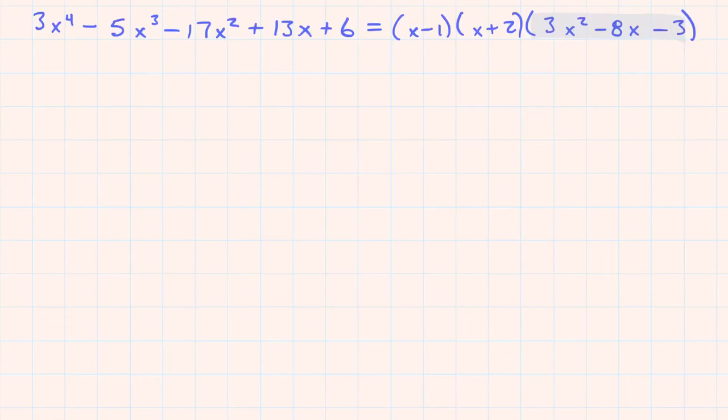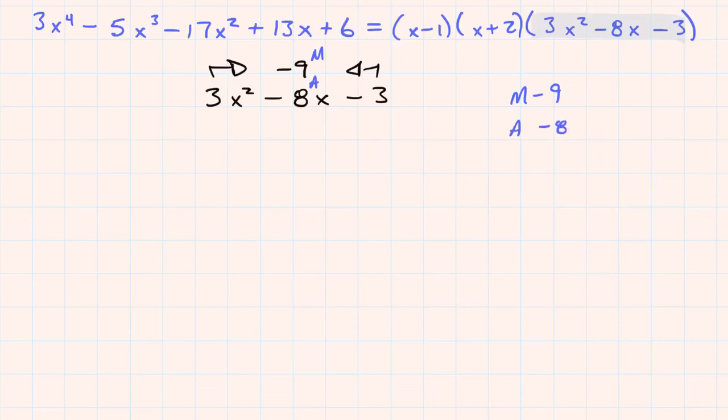All right, first step for decomposition is you always multiply your leading coefficient by the constant. So it's 3 times negative 3 is negative 9. And then you're trying to find two numbers that multiply to that product and add to the middle number. So what are two numbers that multiply to negative 9 and add to negative 8? Which is negative 9 and positive 1. Negative 9 times 1 is negative 9. Negative 9 plus 1 is negative 8.